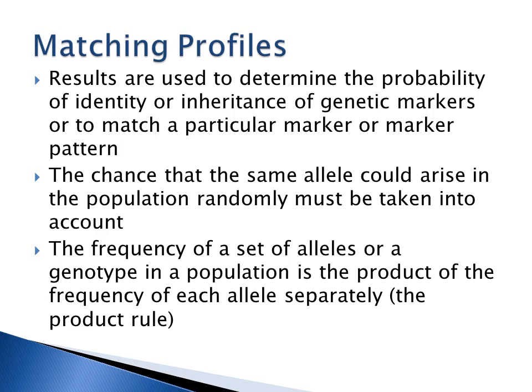So once you get your profile of different specimens, you're then going to match your profile. Your results are going to be used to determine the probability of identity or inheritance of genetic markers, or to match a particular marker or marker pattern. So the chance that the same allele could arise in the population randomly must be taken into consideration. The frequency of a set of alleles or a genotype in a population is the product of the frequency of each allele separately, and this is known as the product rule.